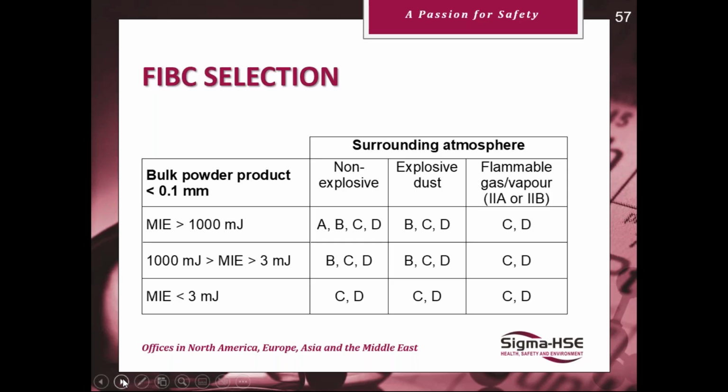So 1,000 millijoules down to 3 millijoules, non-explosive, we use B, C, and D, same as an explosive, and we've got the same arrangement for C and D for all the FIBC selections for gases in 2A or 2B. Less than 3 millijoules, the first one, non-explosive and explosive, drop down to the use of C and D only.